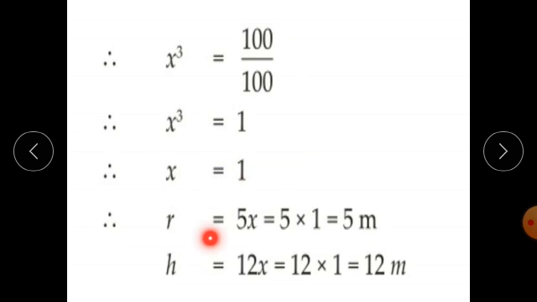But radius equals 5x, means 5 into 1 equals 5 meters. Radius equals 5 meters. And height equals 12x, means 12 into 1 equals 12 meters. So perpendicular height is 12 meters. Now find out slant height.